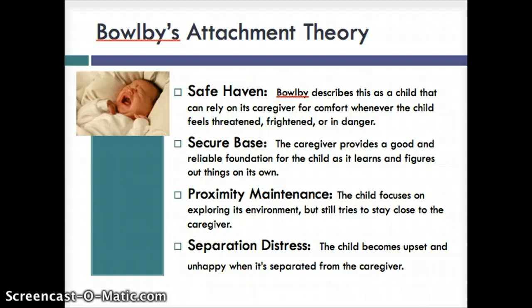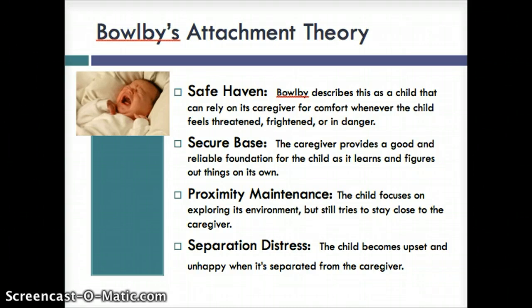safe haven is when a child can rely on the caregiver for comfort whenever they feel threatened, frightened, or in danger. Secure base is when a child has a good and reliable foundation as it learns and figures out things on their own. We often see this with toddlers who are becoming mobile, and they may crawl or walk to the other side of the room for a toy, but look back to make sure that the caregiver is still there, in case they want to return to that secure base.